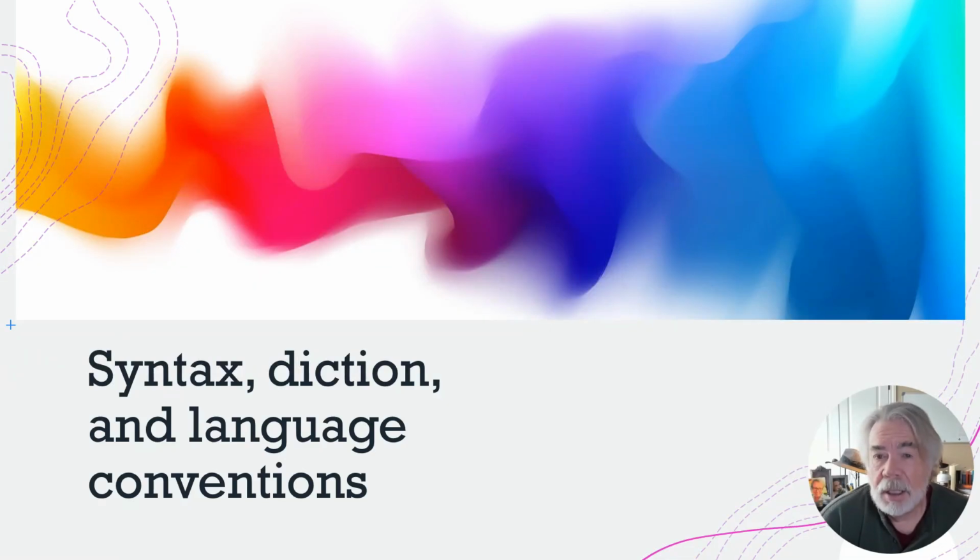Talking about English composition, particularly for college papers and essays, I often use several terms that I want to make sure you understand. I'm going to give you some examples of what I'm talking about. When I'm either teaching about composition or grading papers or essays, I often use terms like syntax, diction, and language conventions. I want to make sure that I'm clear about what these things mean. They mean very different things, but they're all important parts of writing well at the college level.